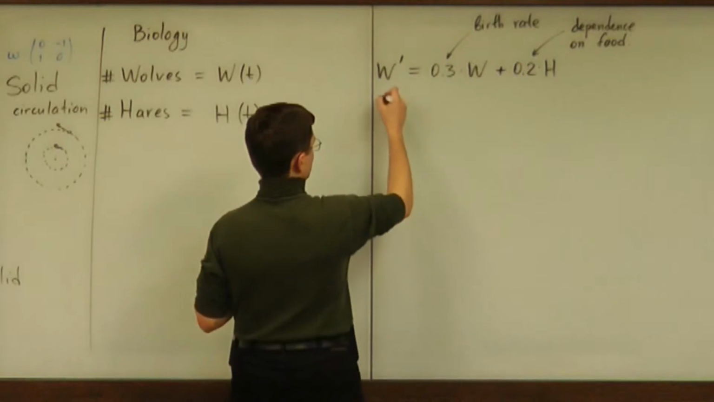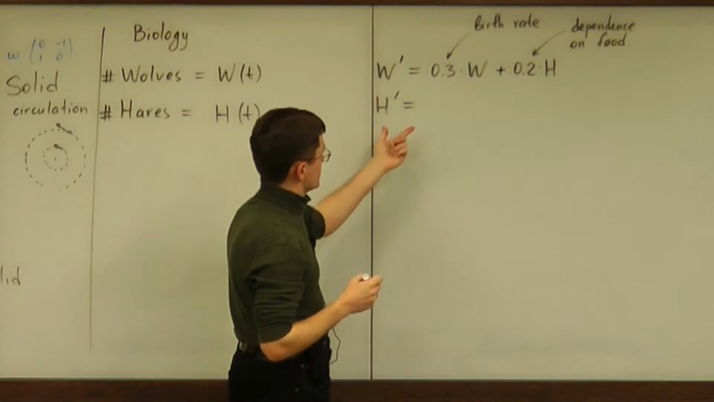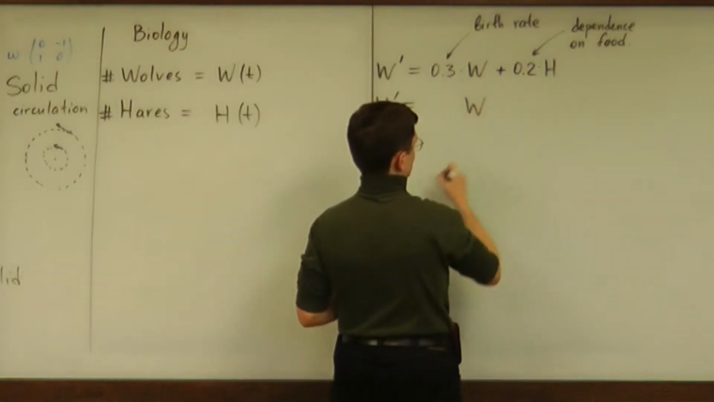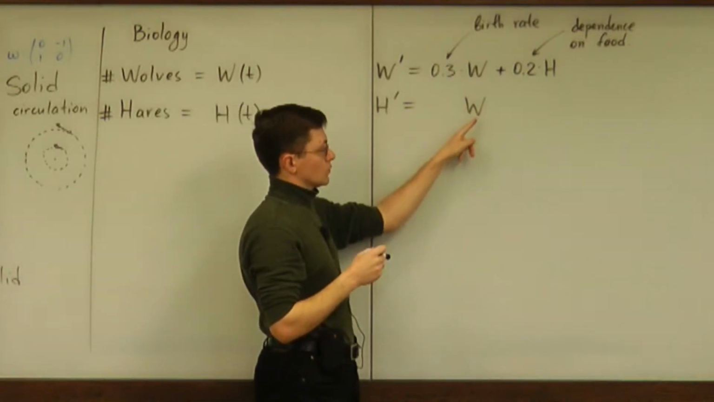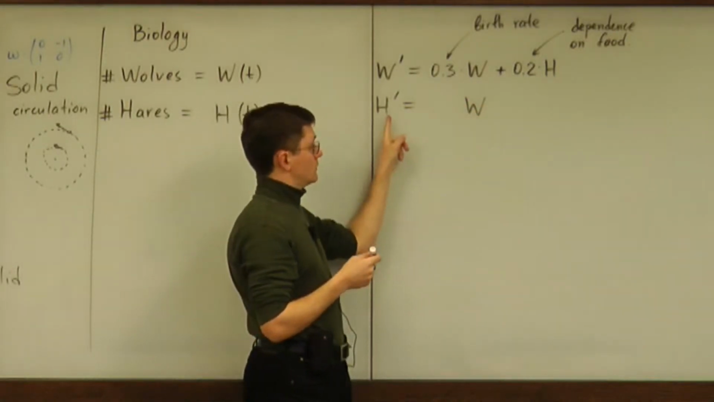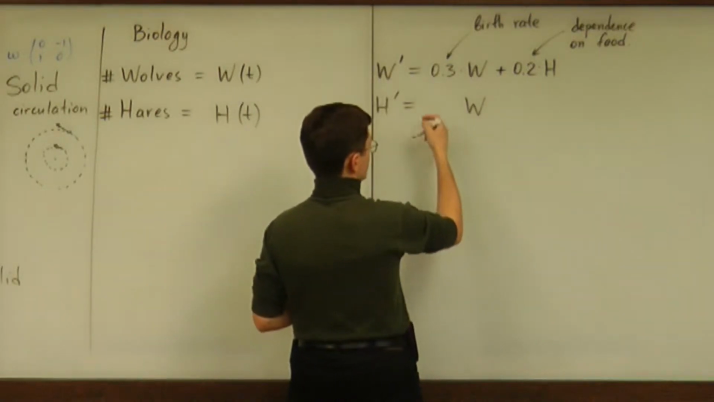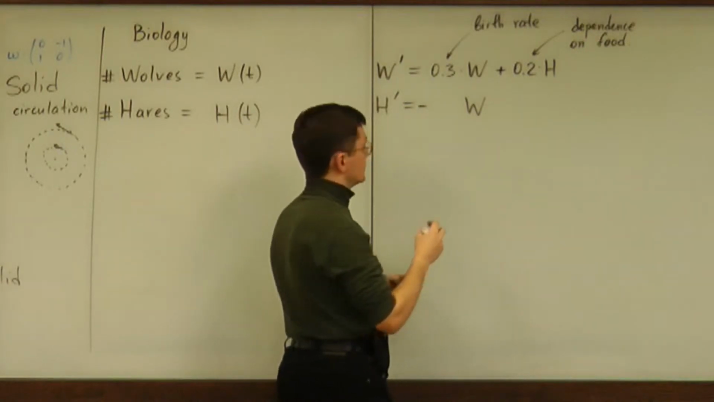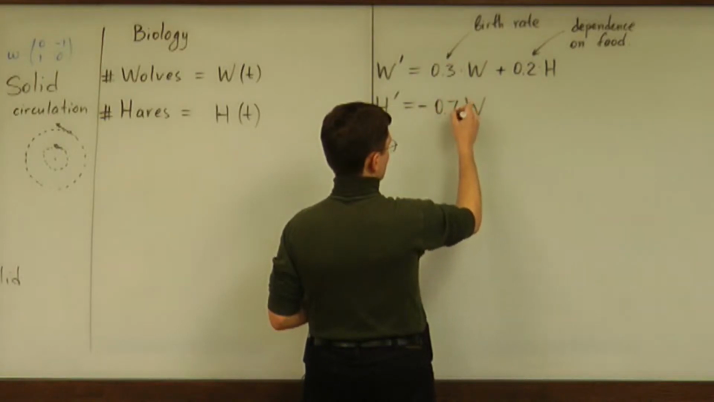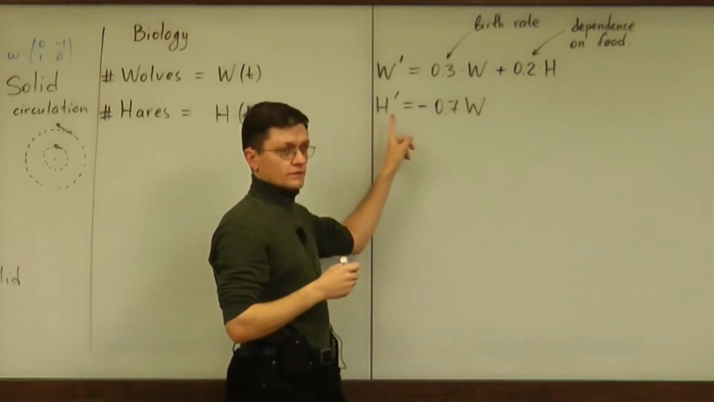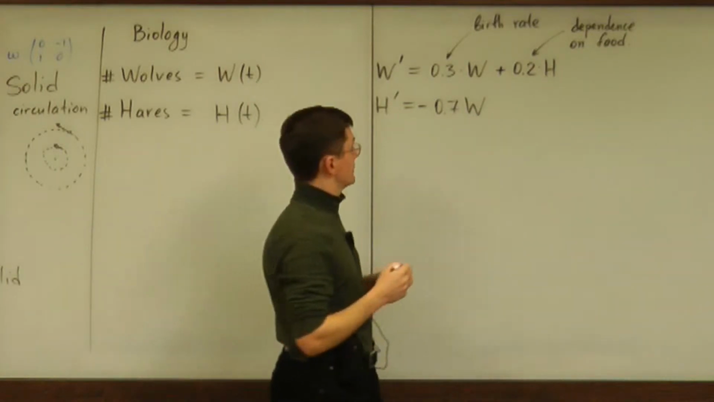Now, what about hares? The rate of change of the population of hares, is it proportional to the population of wolves? Well, probably, because the more wolves we have in the forest, the more dangerous it is to live in the forest. And the coefficient here is negative, and it basically measures how many hares an average wolf would eat in time.